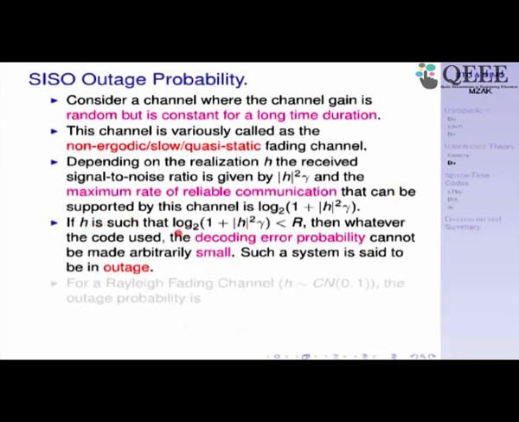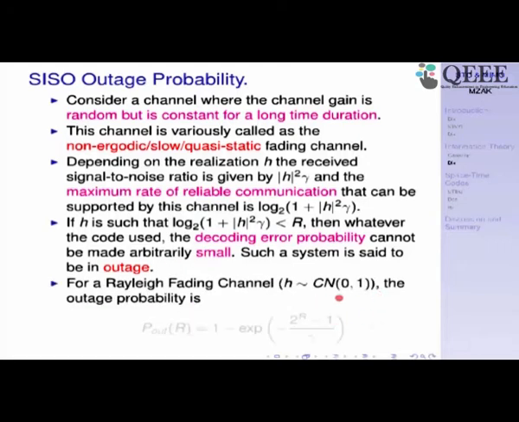For this H, if the mutual information is less than R, then whatever code you use, the decoding error probability cannot be made small. So the packet error rate is going to be lower bounded by the outage probability, and such a system is said to be in outage. Remember that non-ergodic channels, we previously said they were diversity limited channels. Now we say these are channels where there is a non-zero probability of getting an outage. That is, no transmission is going to be possible.